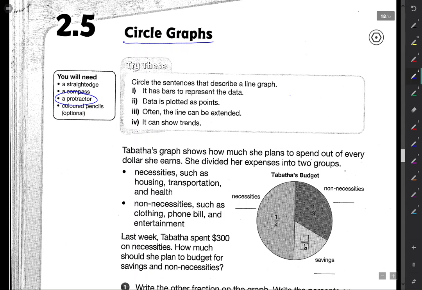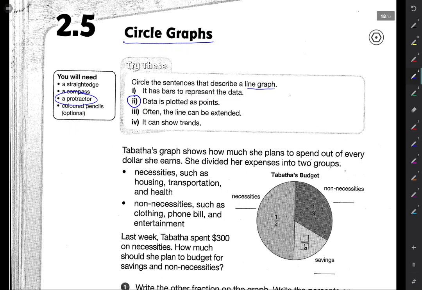But before we start, let's look at this line graph refresher at the top here. So line graphs, let's circle the ones that describe one. It has bars to represent the data. No, it does not. Line graphs are the one graph we looked at that don't have bars. Remember, histograms have bars as well as bar graphs. Data is plotted as points. Yes, that's correct. We would plot the data as points and then we would connect those points with lines to create our graph. Often the line can be extended. Yes, that's true as well.